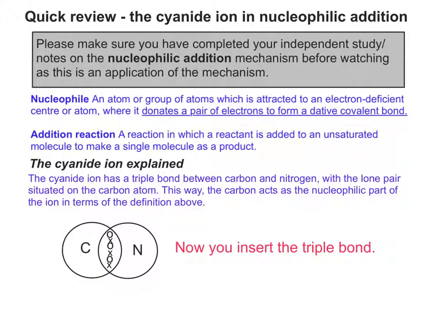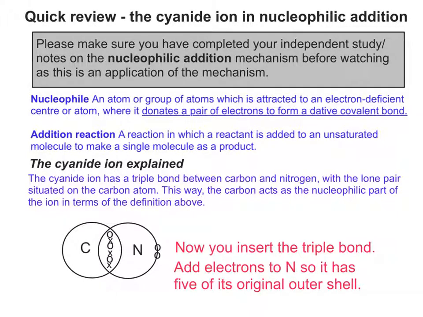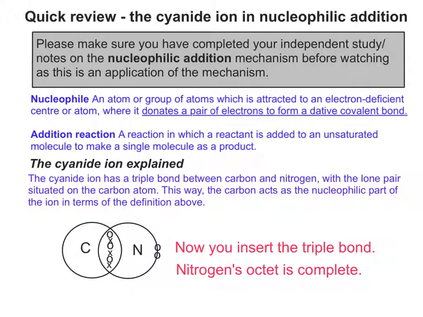So taking care of nitrogen first, you make sure that you've got 5 electrons in the outer shell of nitrogen from its original number of electrons, and now added to that are the 3 that it's sharing with carbon, so it's got 8 electrons in total. So nitrogen's octet is complete. Let's do carbon now.